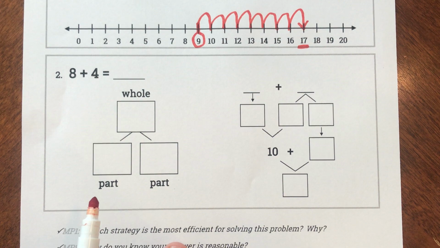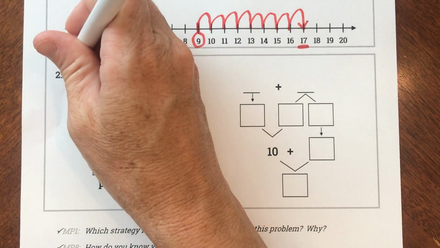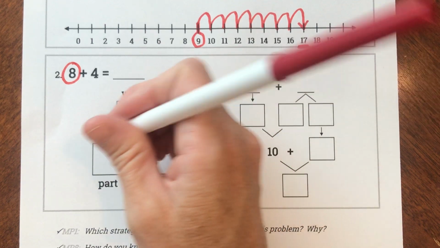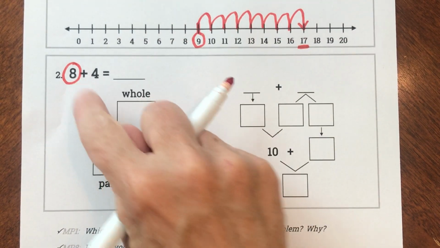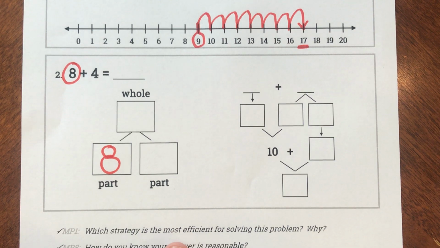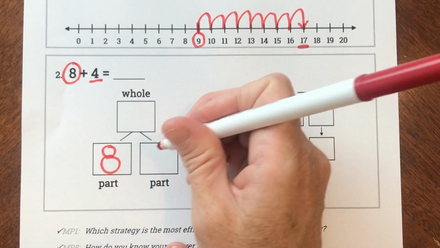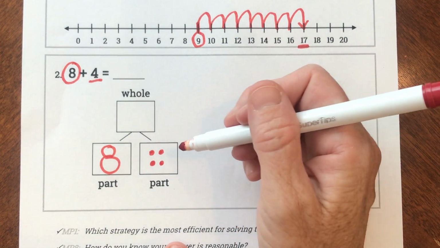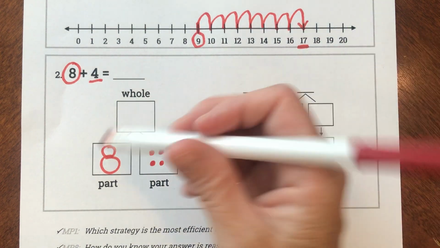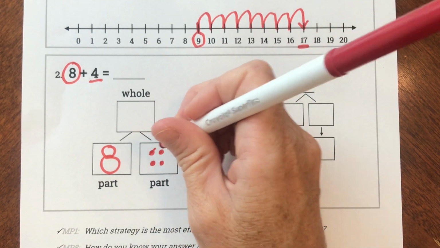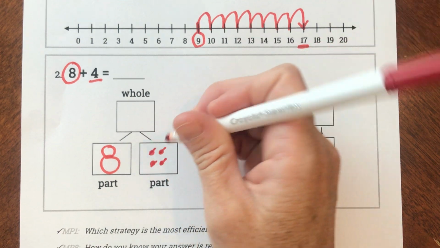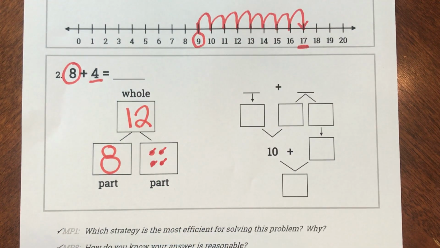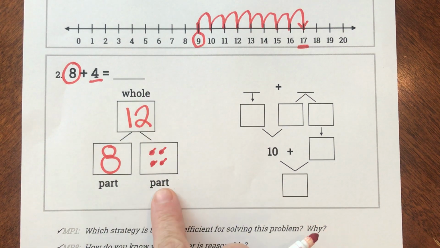The count on strategy. So if you remember, when I did the count on strategy, I take my larger addend, my largest addend, and I put it in my first part. And then my second addend, I draw my base 10 pictures for. So I have 4. So then I can say, I'm going to count on. I'm going to start with 8 and go 8, 9, 10, 11, 12. I like that strategy, friends. That seemed very efficient to me. That was very efficient. Remember, efficient means fast, but still getting the right answer.